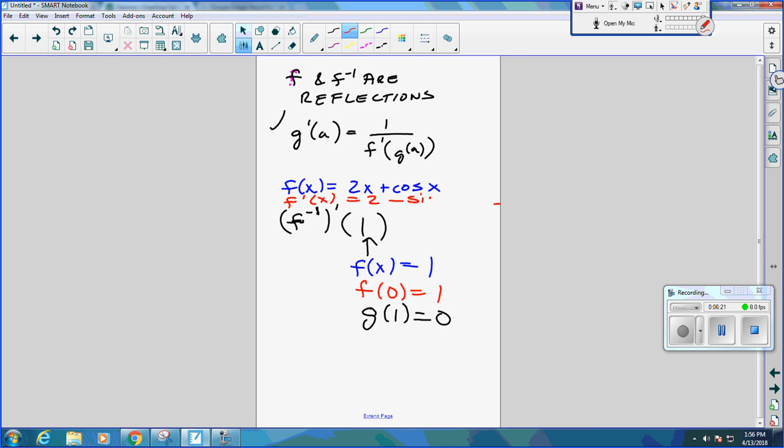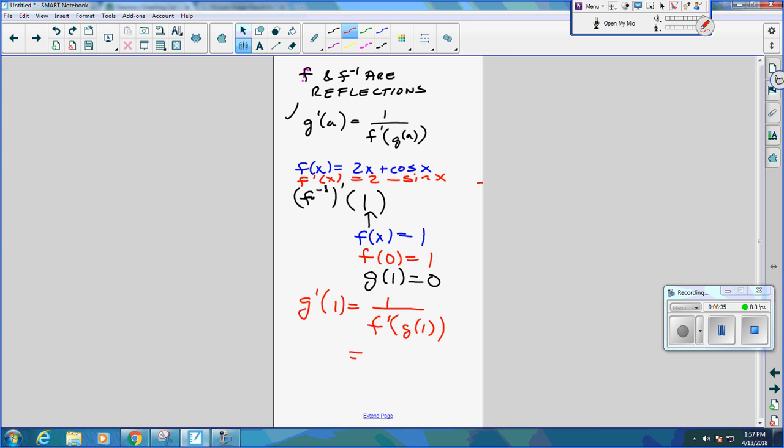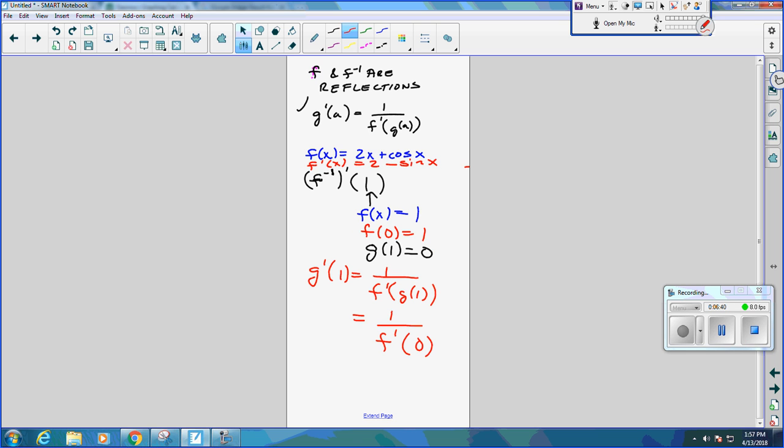Derivative of cosine is negative sine, right? And I would go g prime of 1 equals 1 over f prime of, and I'll write g of 1 for a second, but that is 1 over f prime of 0. I would probably just go down here and go f prime of 0 equals 2 minus sine 0, which is just 2. And we just found the inverse function at a value. And we did this the other day again. And that takes care of all of 7.1. All right?